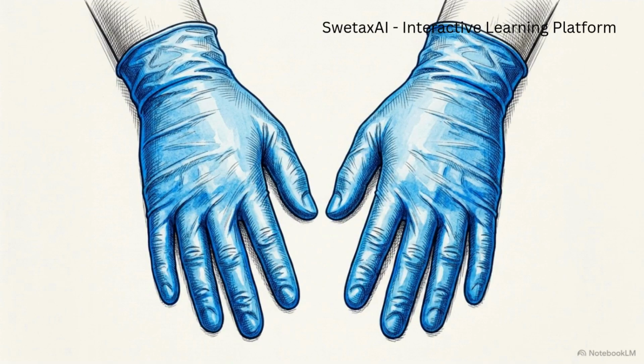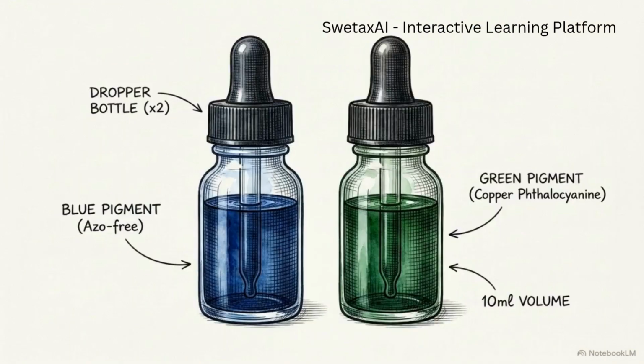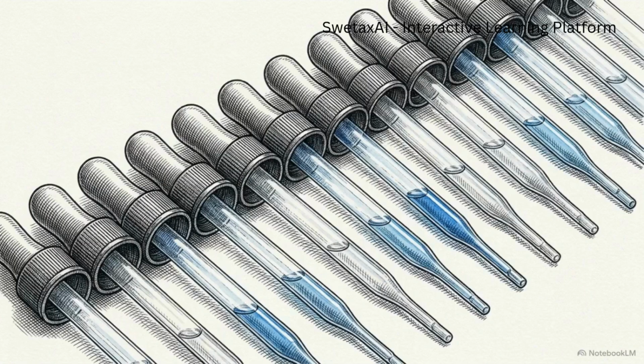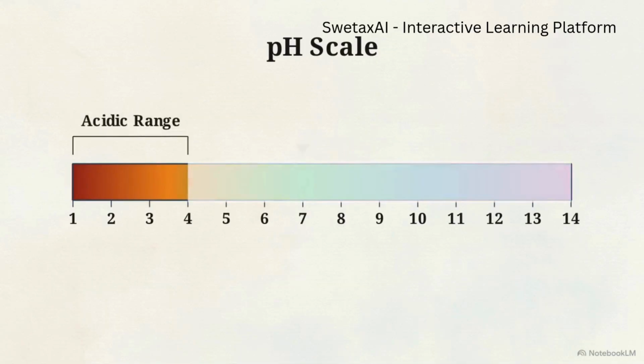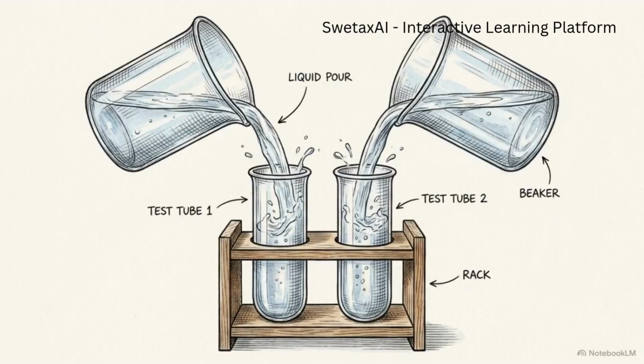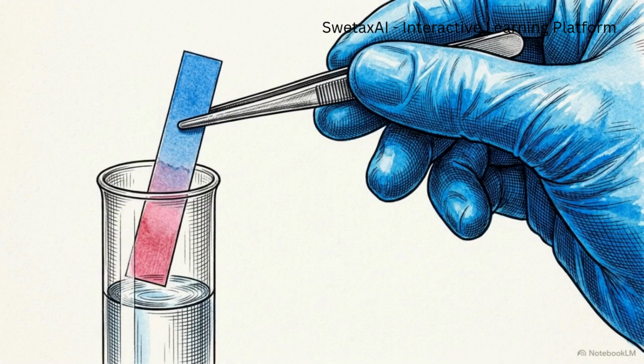To perform these tests, we'll need the two indicators, clean glass test tubes, and pipettes for handling the acids. Identifying a substance as an acid provides its category, but chemical analysis requires measuring the exact magnitude of that acidity to understand its behavior. We begin by moving our samples into test tubes so we can observe the reactions side by side. First, we take a strip of blue litmus paper and dip it into the dilute acetic acid.